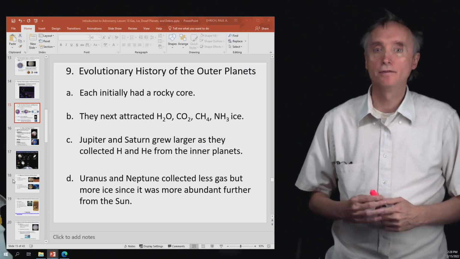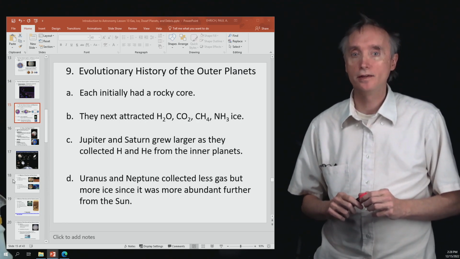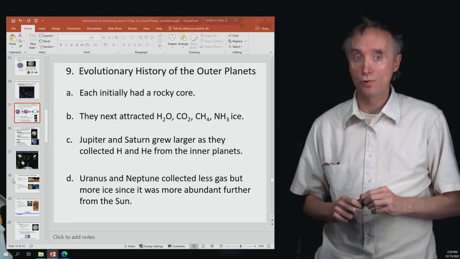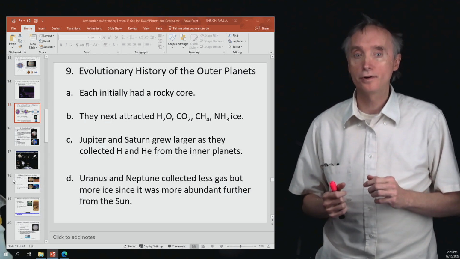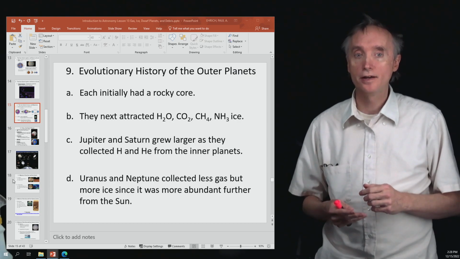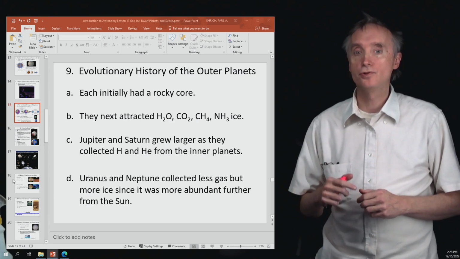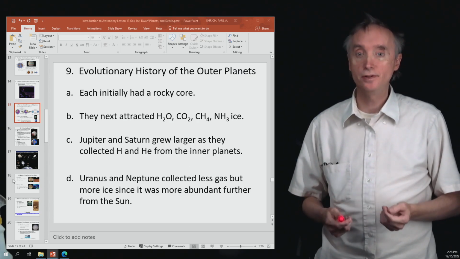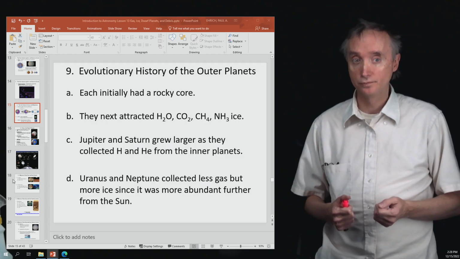And then also, the mass of these objects causes tidal forces because of their gravity. So what is the evolutionary history of the outer planets? Each of these planets initially had a rocky core to start with. They next attracted water and carbon dioxide and methane and ammonia ice. Jupiter and Saturn grew larger still as they attracted hydrogen and helium.